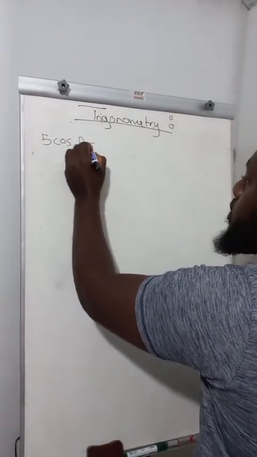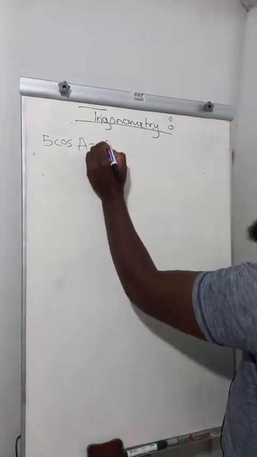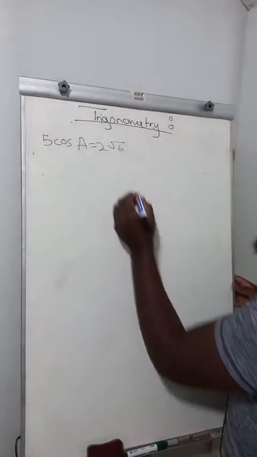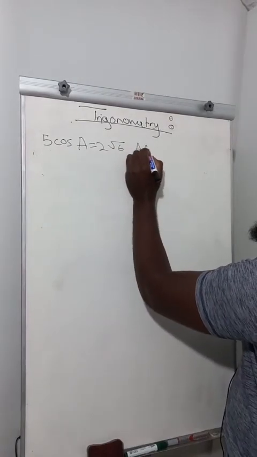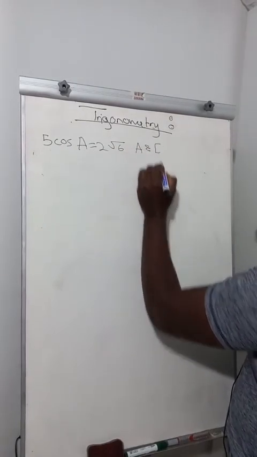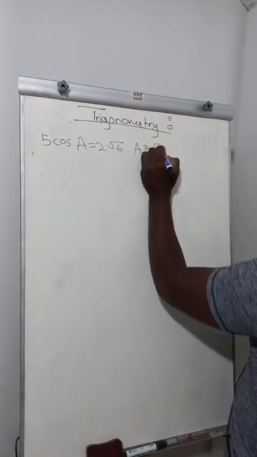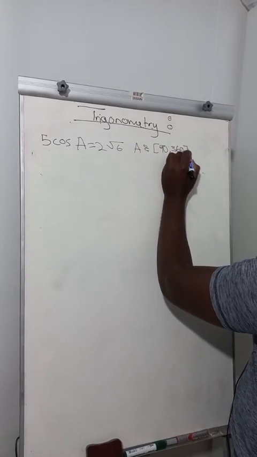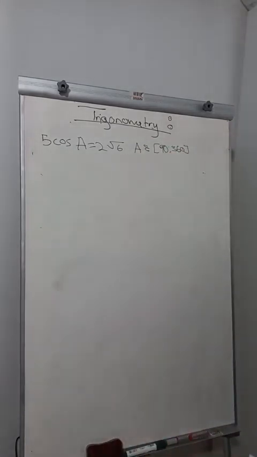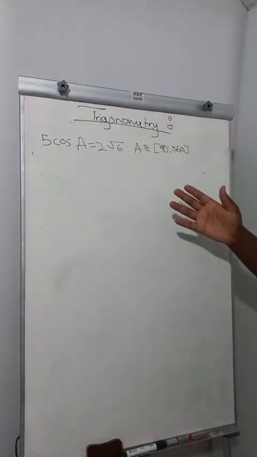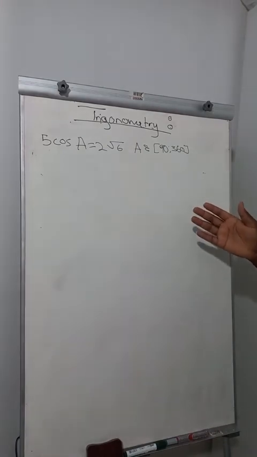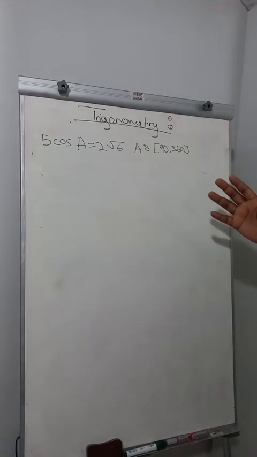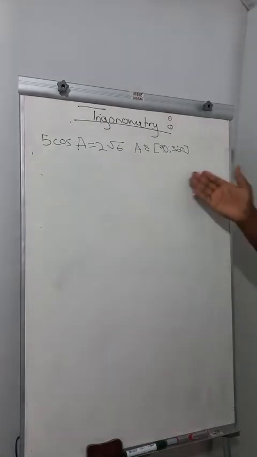a is equal to 2 square root of 6, where a is an element of the integers, between 90 and 360. So you'd have something like this, and then they say calculate without using a calculator, with the aid of a diagram.